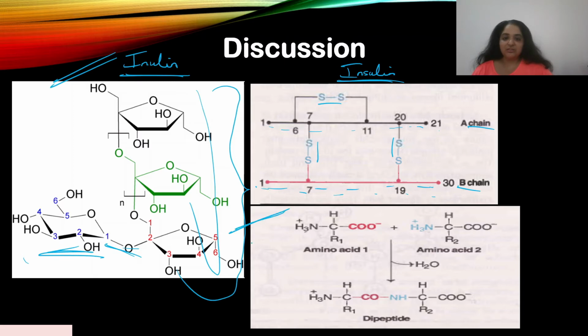So here you see a diagram of a peptide bond. This is just an example of how a peptide bond is formed between the carboxyl end and the amino end, and then water is given out, and you find this peptide bond here. So this is what inulin is and what insulin is.